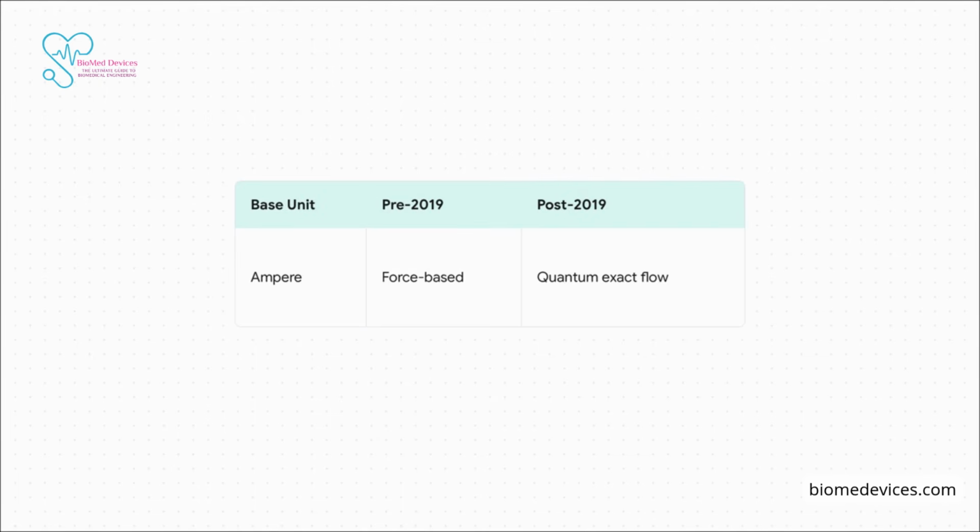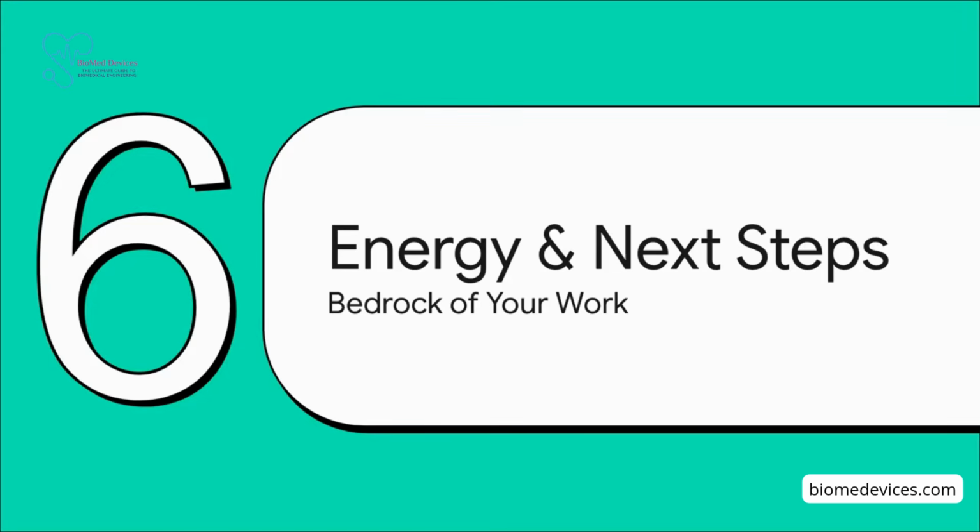Now, what's really interesting about this slide is how fundamental these classical concepts still are today. In 2019, the International System of Units was completely redefined. Historically, the ampere was based on macroscopic physical forces between wires. But today, because Ohm's concepts are so remarkably robust, the ampere is now anchored directly to the exact quantum charge of a single electron. The foundational principles you are learning right now are tied directly to the quantum fabric of the universe. Which brings us to our final section, Section 6, Energy, Power, and Next Steps.